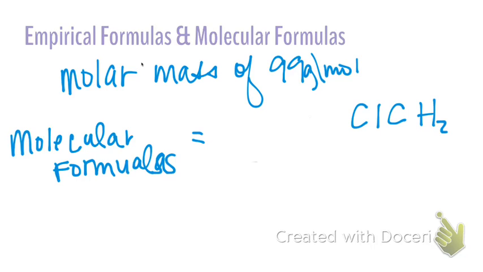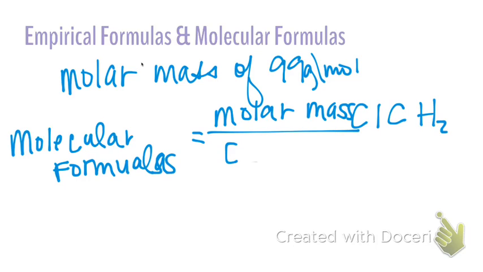You take the real molar mass, or the molar mass that's given, divided by the empirical formula molar mass. So you take the molar mass that was given to you, and we divide it by the empirical molar mass to find out what version of the empirical formula we are dealing with. Are we dealing with the base model, or are we dealing with the 3 times bigger model? Right, that's what we're looking at here.